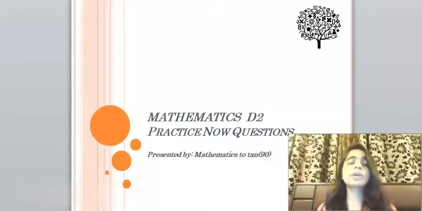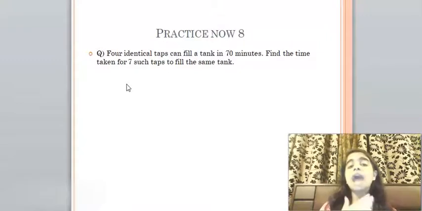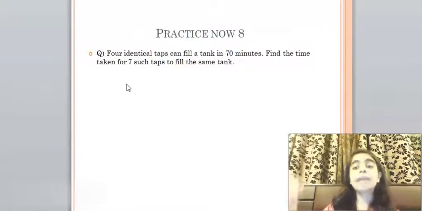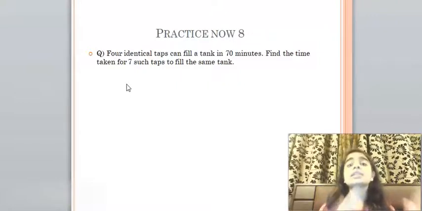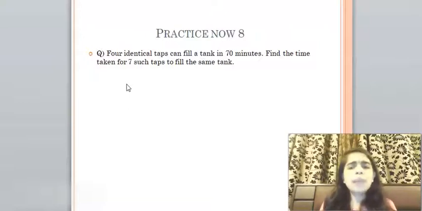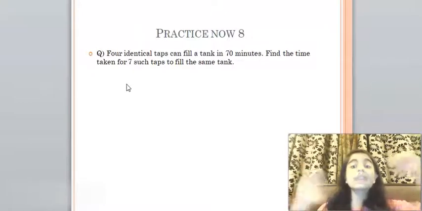Okay, so now let's look at Practice Now 8. 4 identical taps can fill a tank in 70 minutes. Find the time taken for 7 such taps to fill the same tank. Now, you can see over here that as I increase the number of taps, my time will decrease. It will take me less time because the process will be faster. So that means that these quantities, taps and minutes, are inversely proportional to each other. What do I mean by that? That when one quantity increases, the other quantity will decrease proportionally.